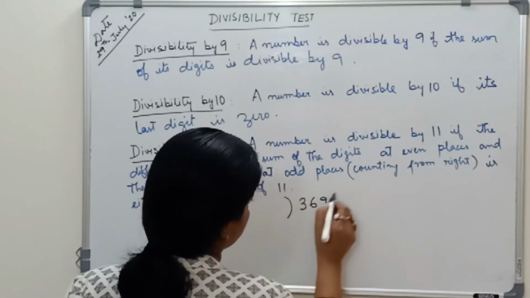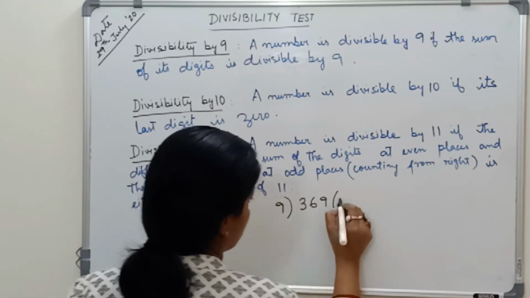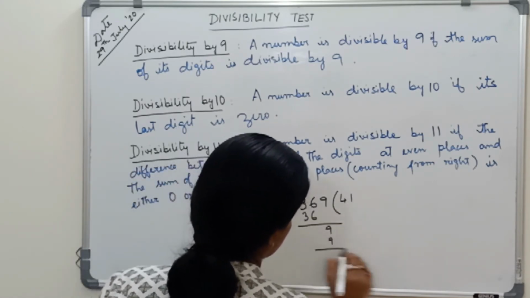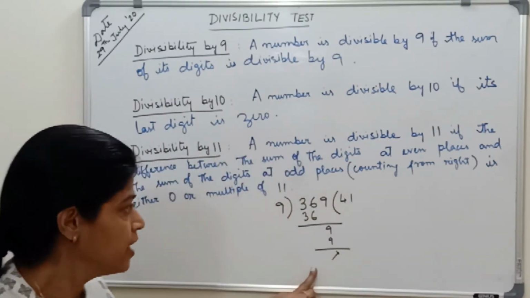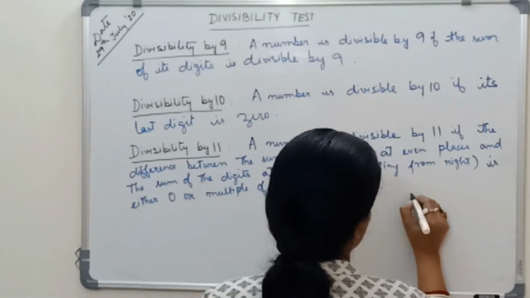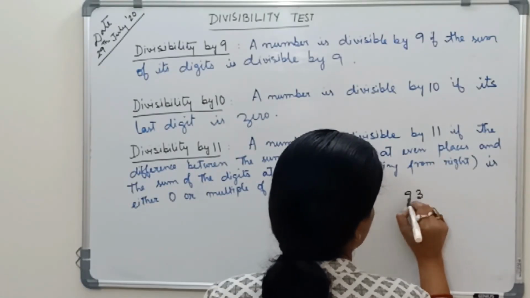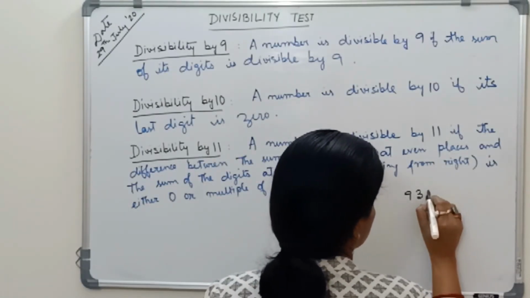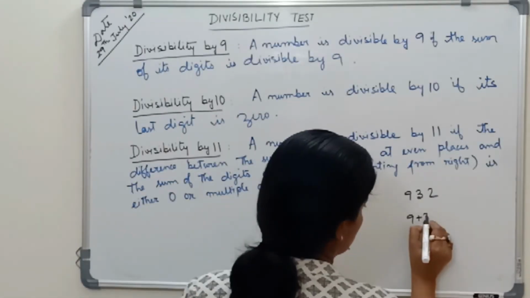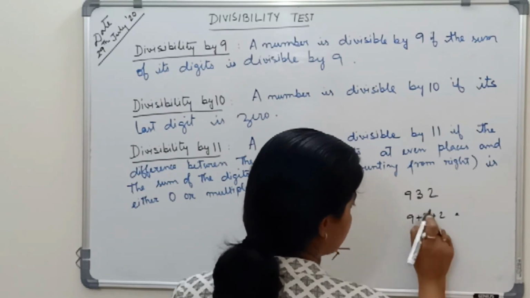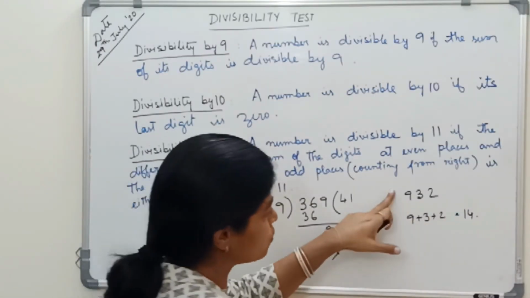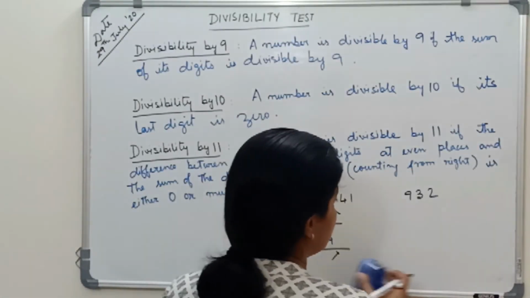Let us check. 9 fours are 36. So coming 9, 9 ones are 9. There is no remainder. Now if I take a number, suppose 9, 3, 2. So after adding, what is it coming? 9 plus 3 plus 2. 9, 10, 11, 12, 13, 14. This is 14. So 14 is not divisible by 9. So this number will not be divisible by 9.